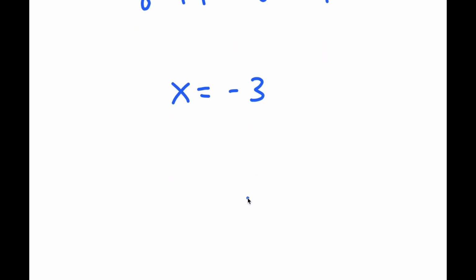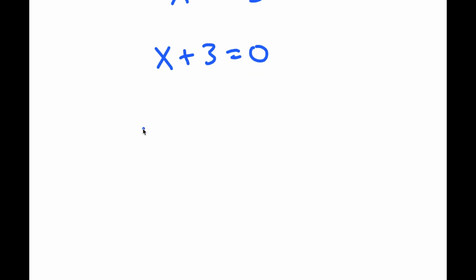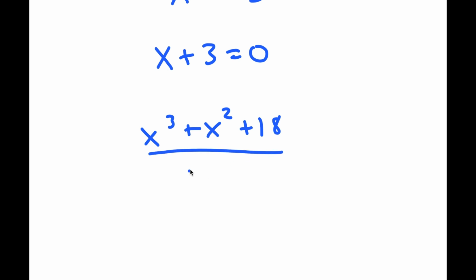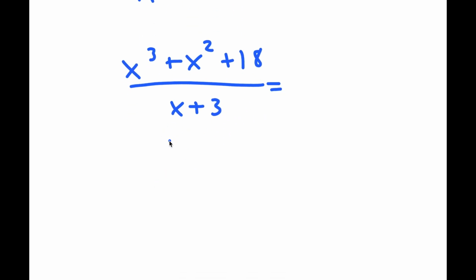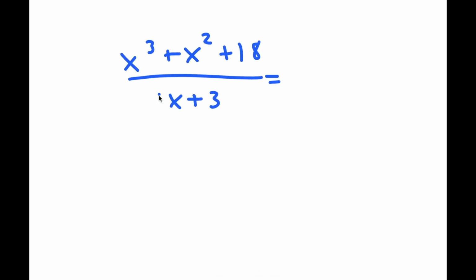Now that we have the solution of negative 3, this means that x plus 3 is equal to 0, right? So what I'm going to do is divide our equation x to the power of 3 plus x squared plus 18 by x plus 3. And whatever we get here, we set that equal to 0, and that accounts for the rest of our solutions. So to divide this, I'm going to be using synthetic division. And if you guys don't know what this is, I recommend watching a video. But we're going to divide by negative 3 because that's what we have here.